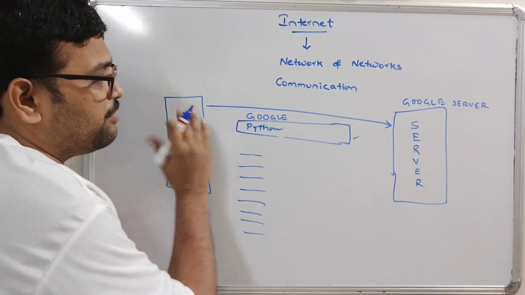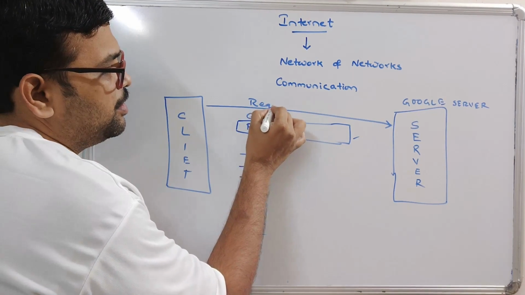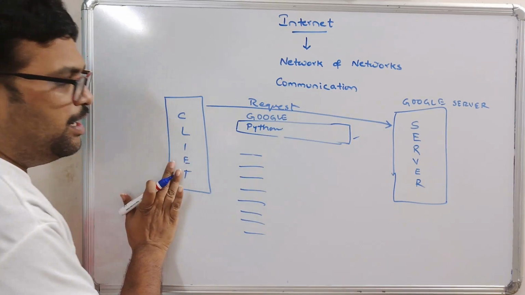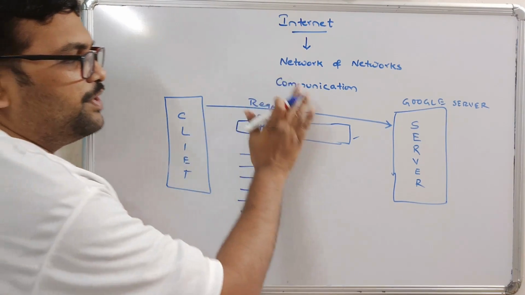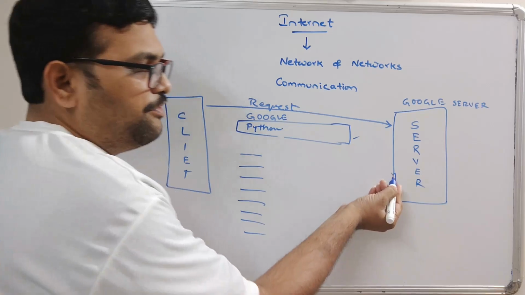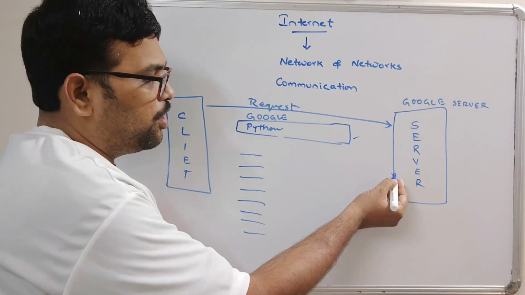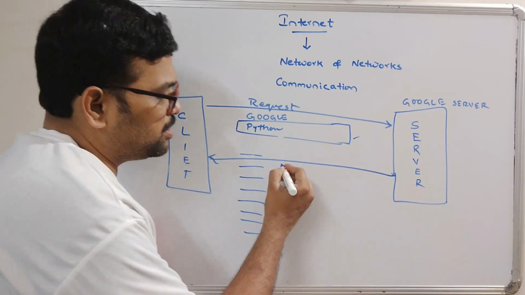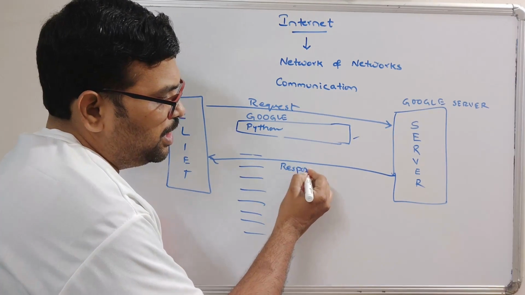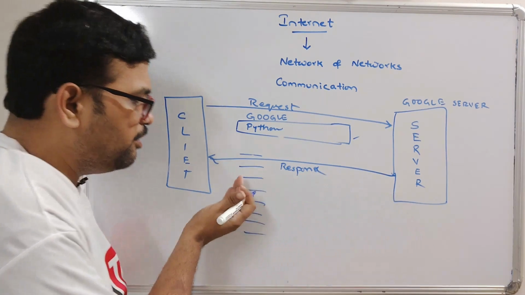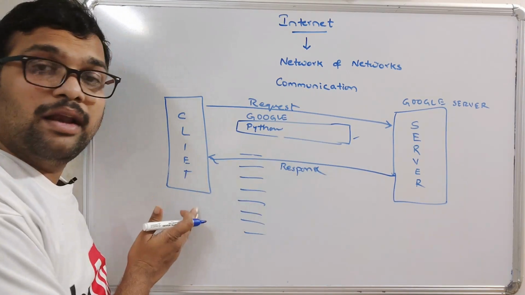So whenever the request, so this is the request from the client regarding this Python. Automatically it will send the request to the server and it will find the web pages which are related to this Python, and automatically it will give the response. So this is called a response. So this will be returned to the client.